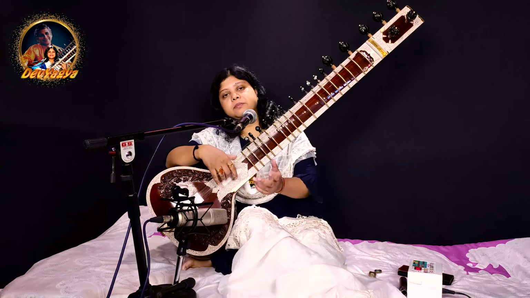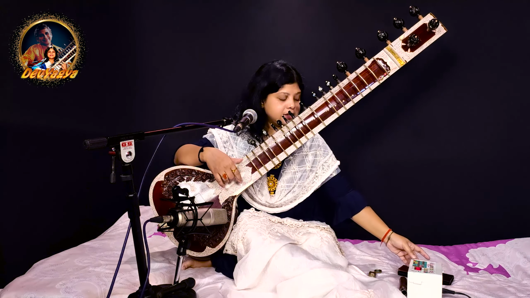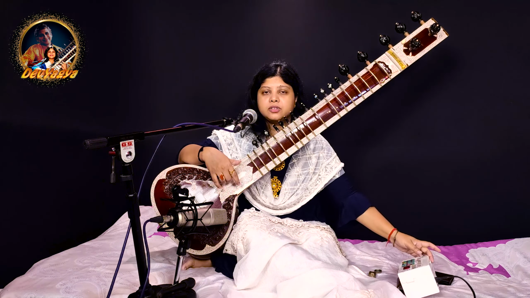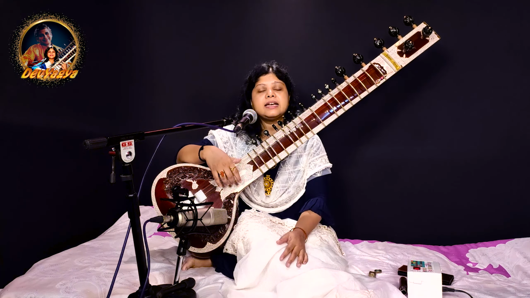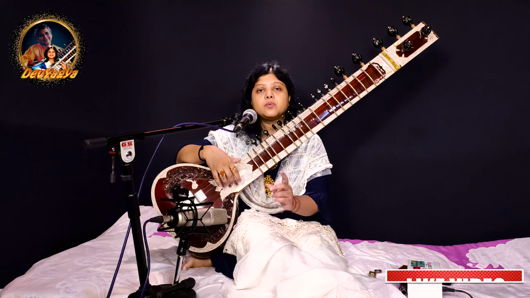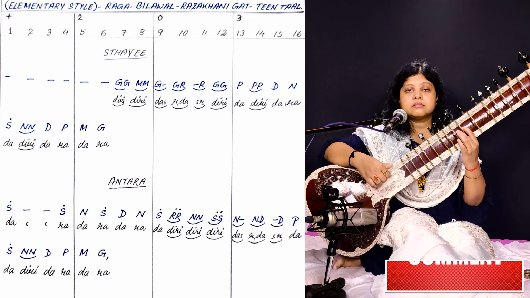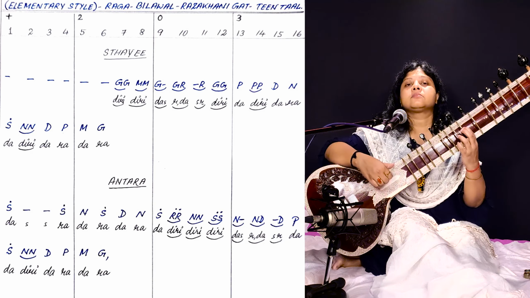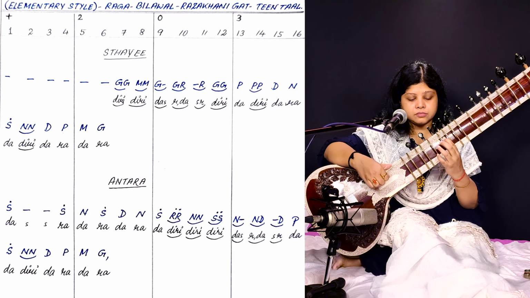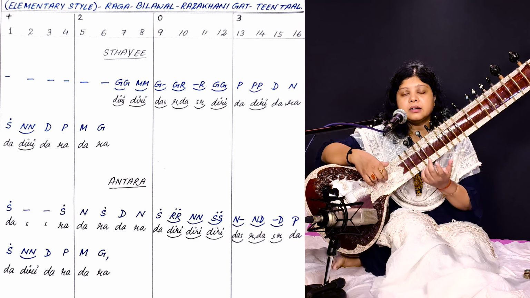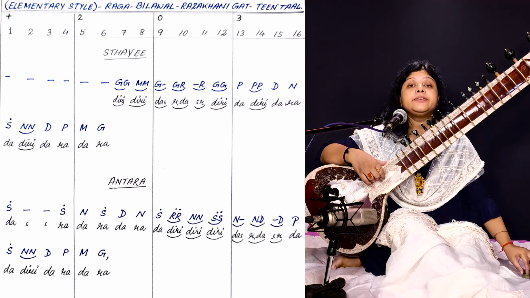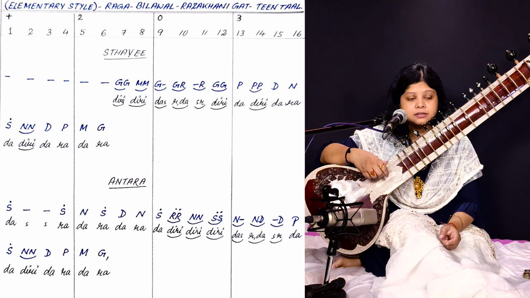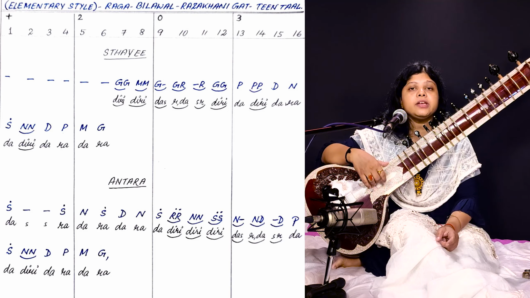Before that, let me play the gat once, and we will set it into Teen Taal, a cycle of 16 beats. Okay, so 1, 2, 3, 4, 5, 6, 7, 8, 9, 10, 11, 12, 13, 14, 15, 16, 1, 2, 3, 4, 5, 6. Now this is the sthai. Now the antara from sam. Sam means the first beat, the first matra of the taal. I'll start the sthai and then I'll play the antara. So 1 2 3 4 5 6.